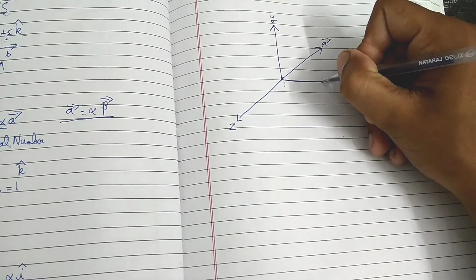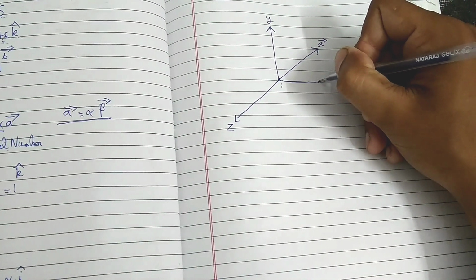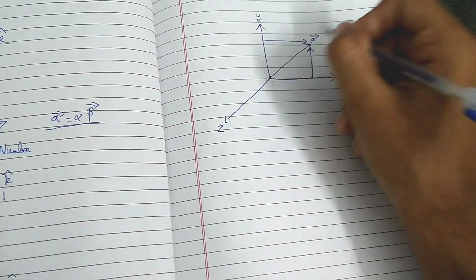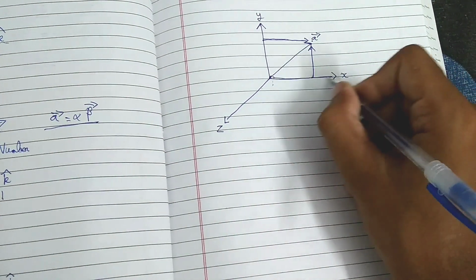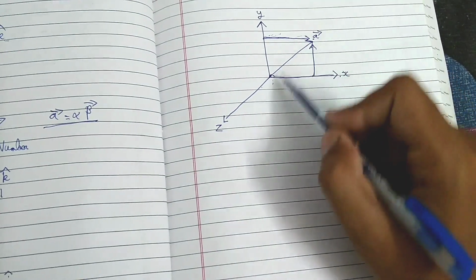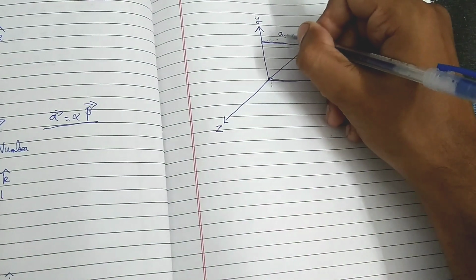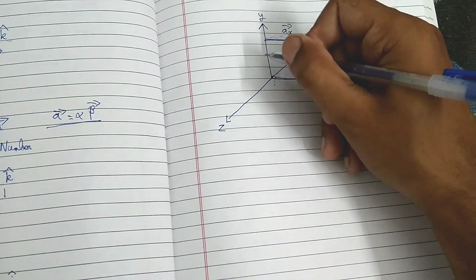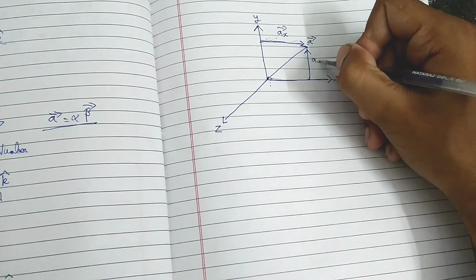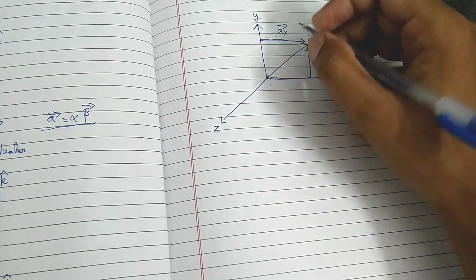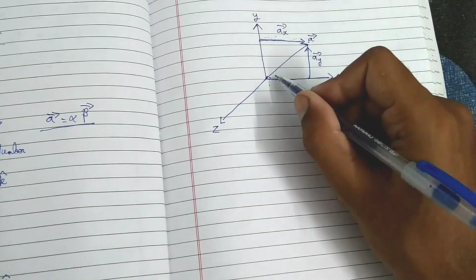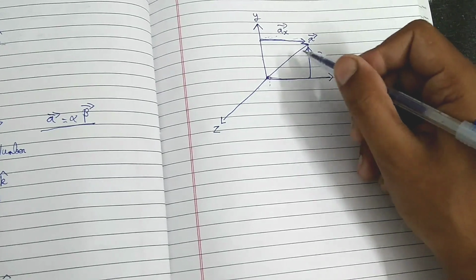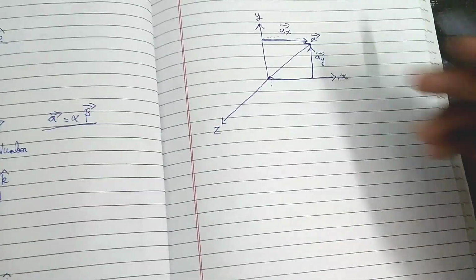If I make the component vectors of this vector a like this and like this also, this one is parallel to the x-axis. I can give it the name ax. And this vector which is coming upwards is parallel to the y-axis, so I can give it the name ay, because ax is the component of vector a along the x-axis, and ay is the component of vector a along the y-axis.